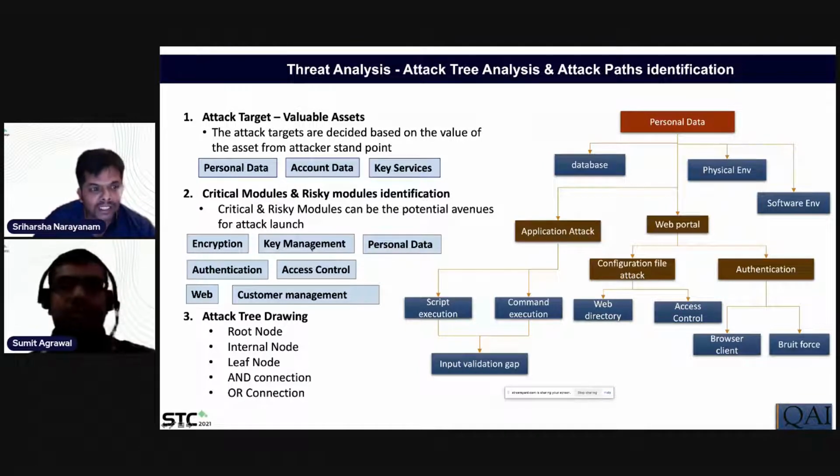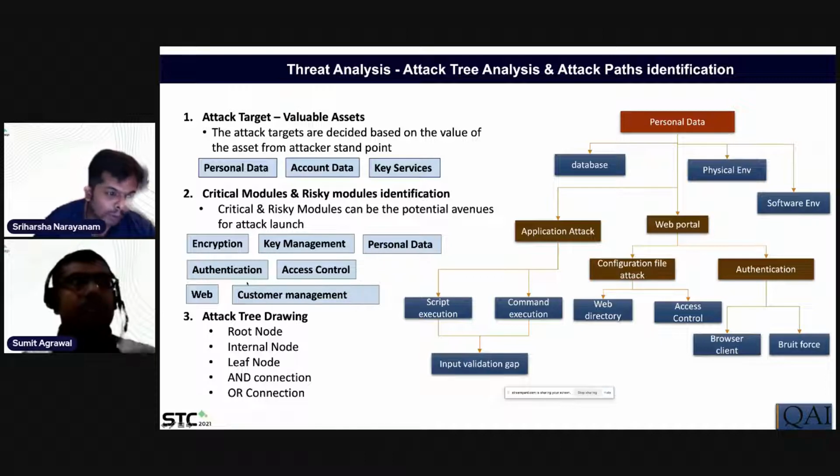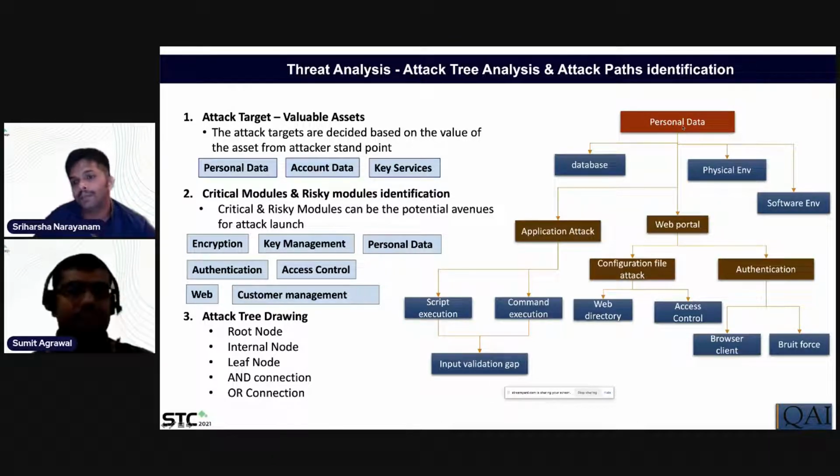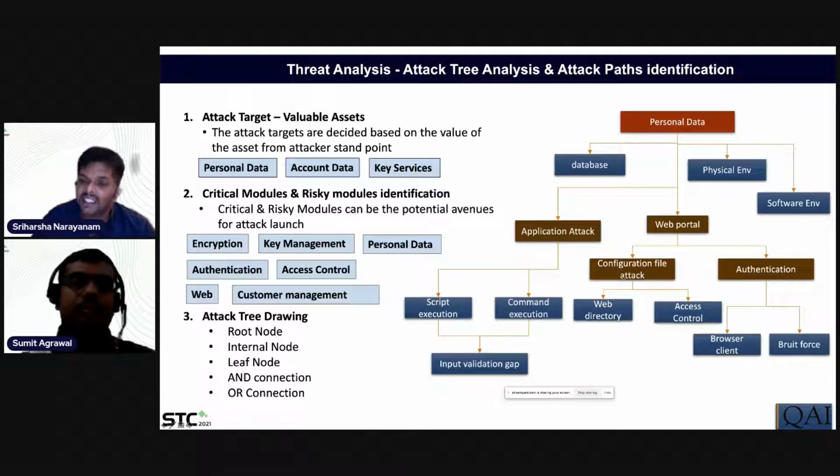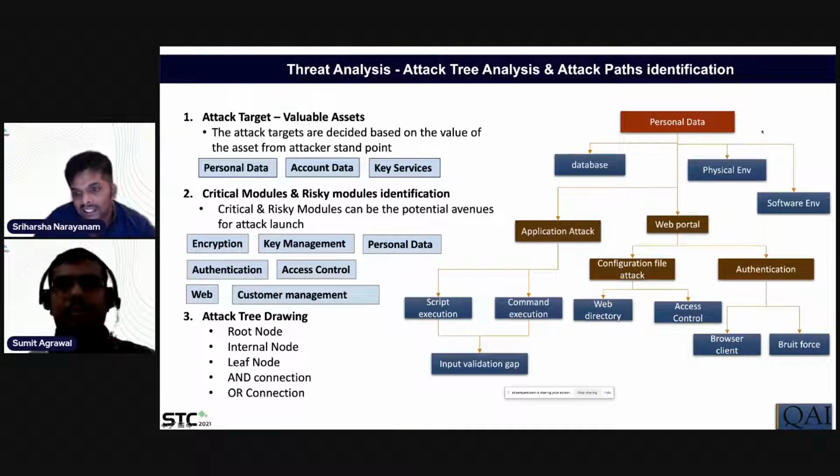Second, we need to identify the risky and critical modules, the compromise of which can lead to the compromise of valuable assets. Once we draw the attack tree, the valuable assets should always be in the root node. When we progress, one thing we'll observe is that one step above the leaf node will be the risky modules. So if these risky modules are secured, then the valuable assets will be secured. That's the analysis.